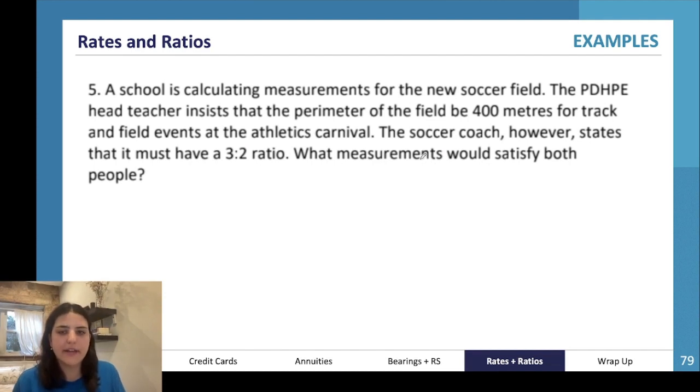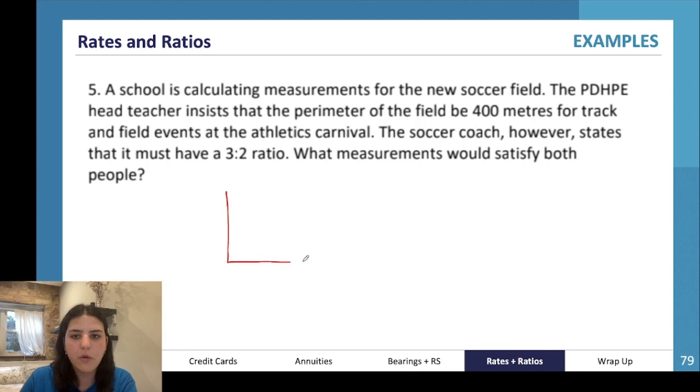Okay, a school is calculating measurements for the new soccer field. The PDHPE head teacher insists that the perimeter of the field be 400 metres for track and field events at the athletics carnival. The soccer coach, however, states that it must have a 3:2 ratio. What measurements would satisfy both people?